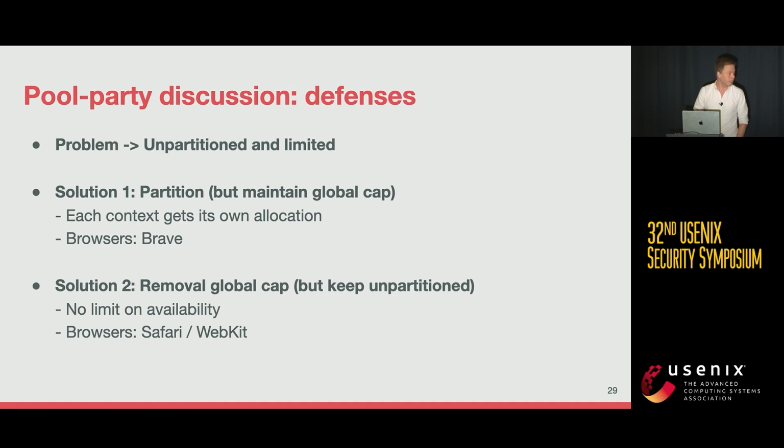So how can you defend against this? Again, Safari and Brave have shipped fixes for the ones we identified. In general, there are two ways you can fix these things. You can partition, so every site gets its own set of allocations. If one site exhausts the pool, other sites aren't affected, and that prevents you from communicating. Or you can remove the global cap, and so effectively allow an unlimited number of communications.